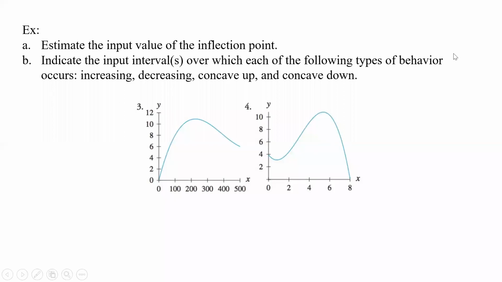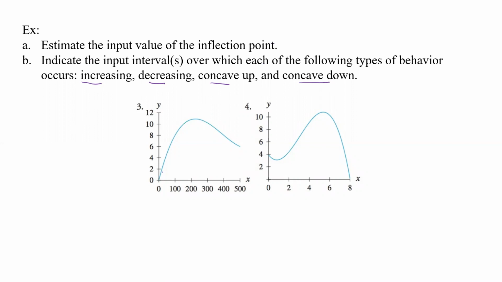All right, so we'll start with the first batch of exercises, which says we have to estimate the input value of the inflection point. And again, sometimes it's not hard, sometimes it's pretty easy, sometimes it's, well, it's a guess. So we'll go with what we get, and then we're going to indicate the input intervals over which each of the following types of behavior occurs. So we want to determine when it's increasing, decreasing, concave up, and concave down. So we'll have 4 parts.